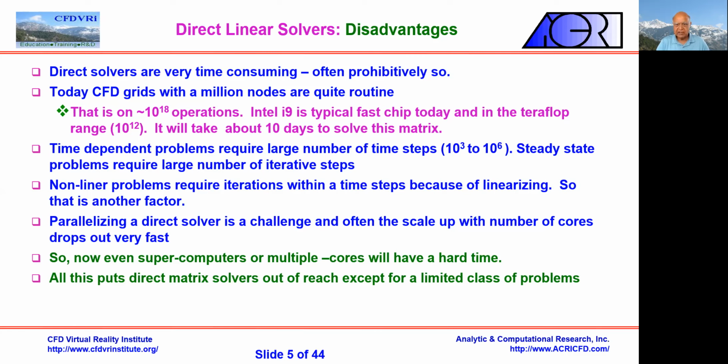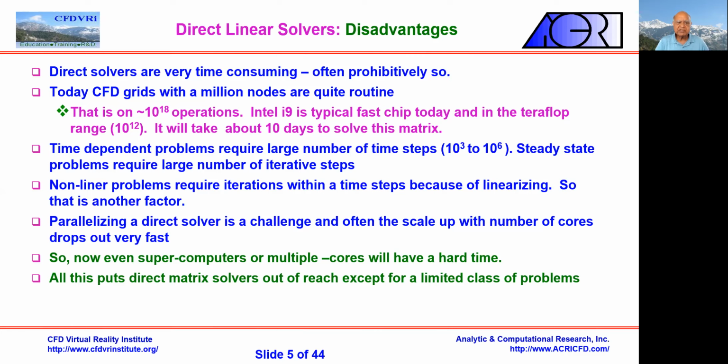Now, the problem is that we don't usually solve the matrix only once. It's a time-dependent problem. It requires a large number of time steps. 1,000 steps is perhaps the minimum. You may need to take 1,000,000 steps. Now, if you're doing a steady state solution, you use a steady state method, there's no time step, but the process is very similar. Instead of time steps, you have iterative steps, and they can be in the same range. 1,000 is not uncommon.